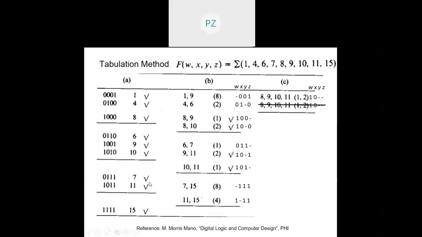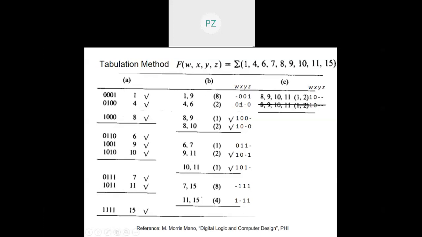When I come here, I'm combining 6 and 7. So 6 and 7 should give me 0 1 1 dash. 9 11 should give me 1 0 dash 1. 10 11 should give me 1 0 1 dash. Now coming to these two, 7 15 gives me dash 1 1 1. 11 15 will give me 1 dash 1 1. So this will be the second column.